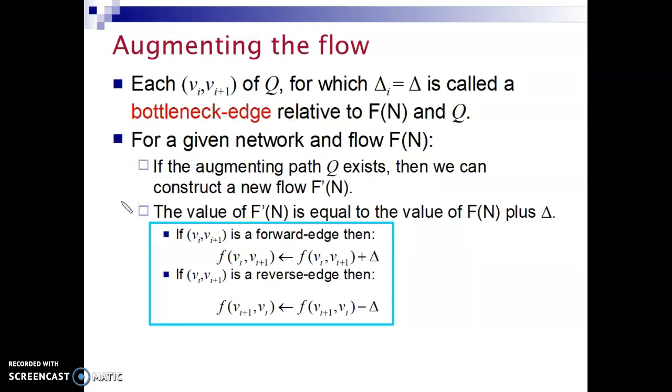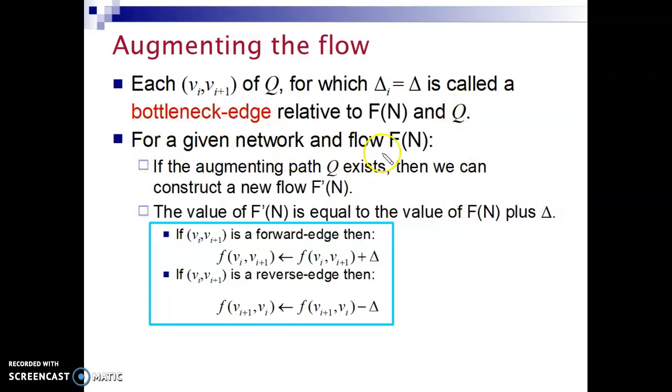Now, once we have an augmenting path, we will look at what augmenting a flow means. For each edge of an augmenting path, for which delta i is equal to delta, that is the minimum value of all deltas, is called a bottleneck edge relative to flow and path Q.